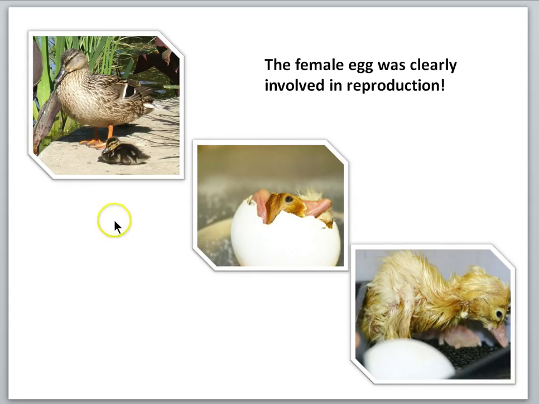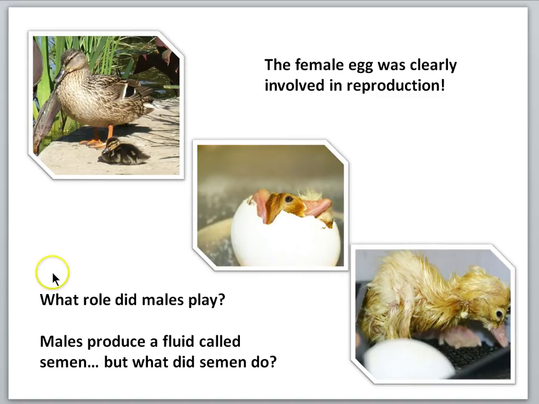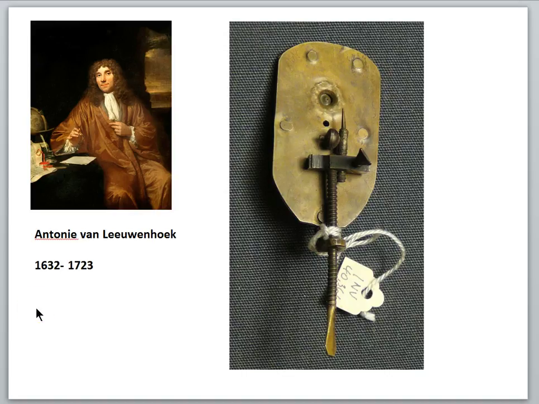Now, it was long known that the female egg was instrumental in the reproductive process. After all, many animals hatch out of an egg. The question was, what role did males play? It was known that males do produce a fluid called semen, but what did semen do? Was it even involved in reproduction? Progress on that question wasn't made until the invention of microscopes.